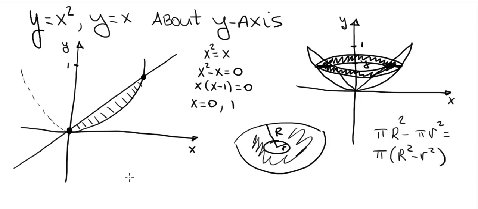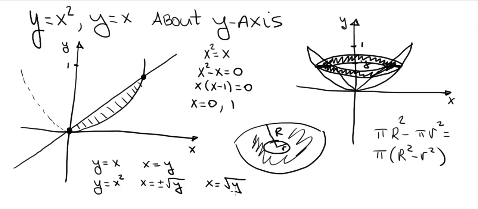Now what we're going to do, since we'll be integrating with respect to the variable y, we need to solve for x in terms of y. When y equals x, there's nothing to solve. x equals y. When y equals x squared, if we take square roots of both sides, we end up with x equal to plus or minus the square root of y. So there are two parts to the parabola. The negative square root of y lies in the second quadrant. We don't need that. The positive square root of y is the part in the first quadrant, which is what we are going to use. So x equals square root of y is what we're going to select.